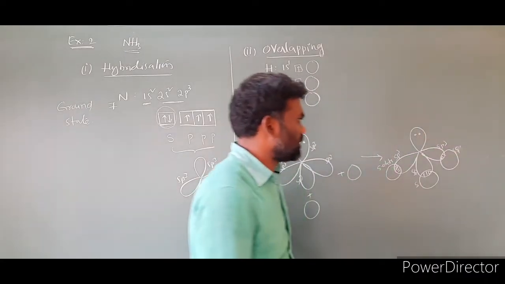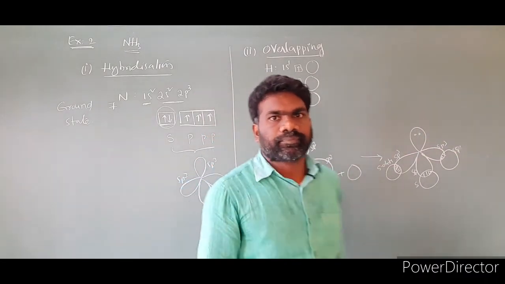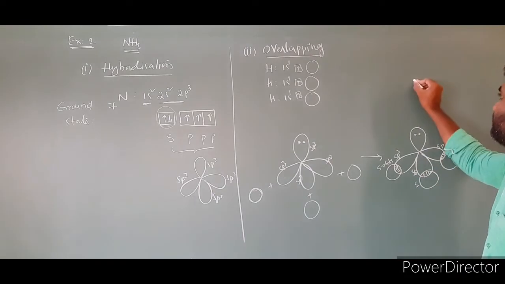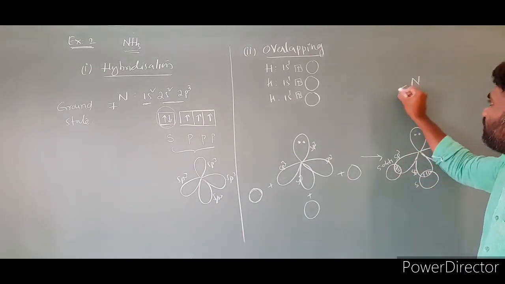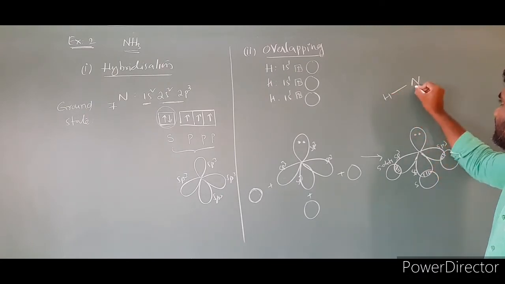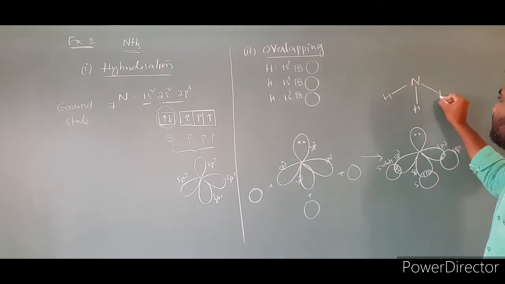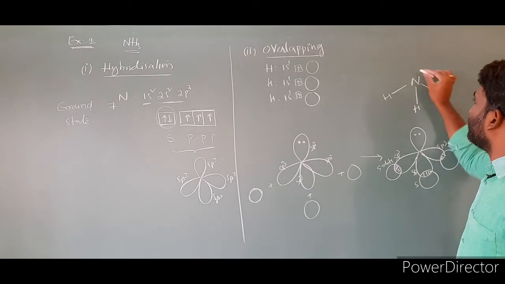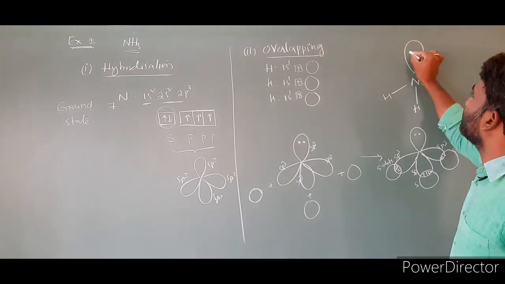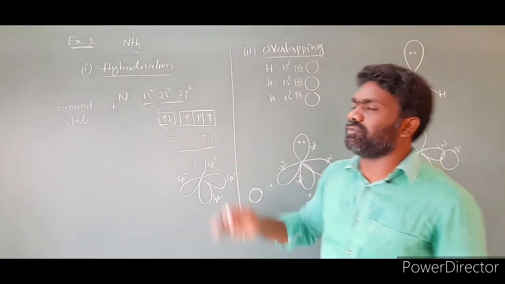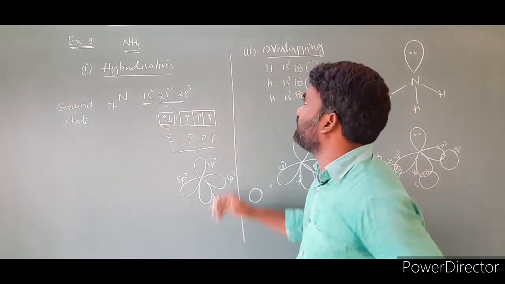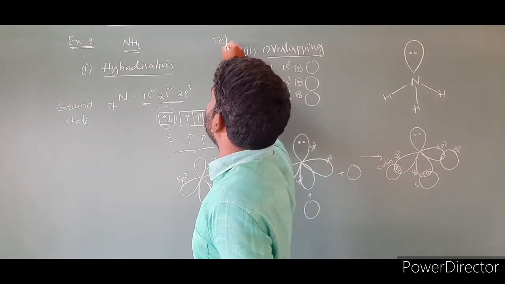Now what is the structure of the molecule formed in this case? Nitrogen at the center. I am writing nitrogen at the center. This is one hydrogen bond. This is the first hydrogen, this is the second hydrogen, and this is the third hydrogen. One lone pair will be present here. And previously I said, whenever a molecule has sp3 hybridization, what is the shape? Tetrahedral.